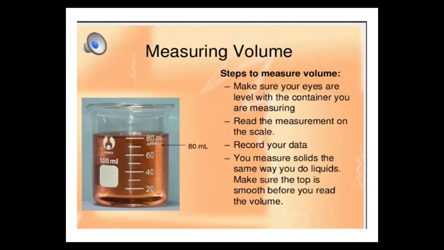How do we find the measurement? Make sure your eye level is in line with the container you are measuring. Read the measurement on the scale. The scale is marked on the beaker. Record your data in your copies or any place. You measure solids and liquids the same way. Make sure the top is smooth before you read the volume.